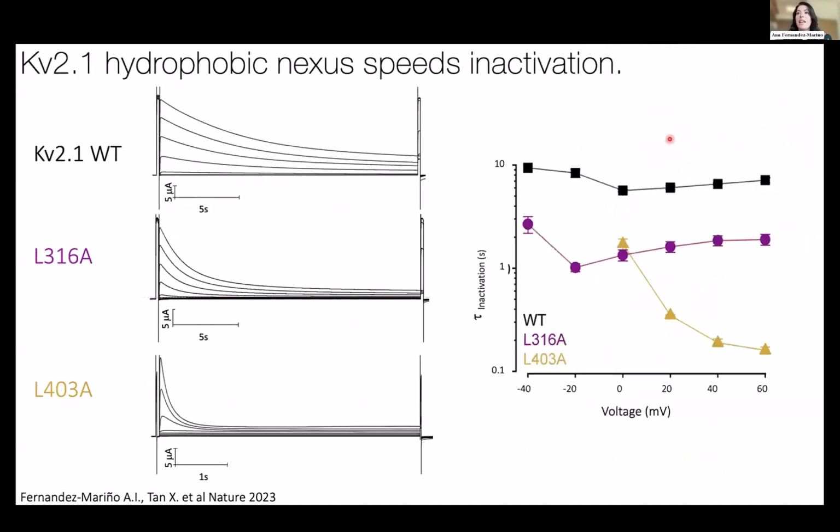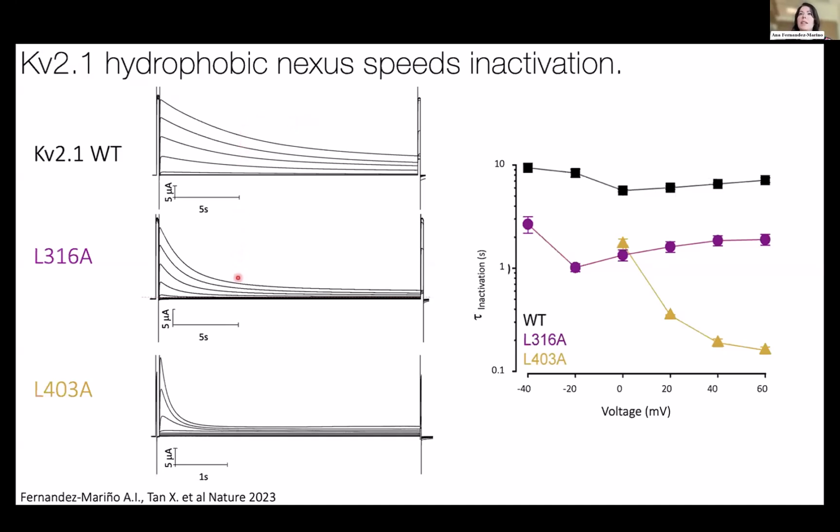So in order to test inactivation a little bit better, I did these classical 3-pulse protocols where you give a first pulse to a known voltage to assess how much current you have to begin with, and then a second pulse to different voltages, a very long one to allow the channel to inactivate or reach steady-state inactivation, and then a third pulse to the same voltage as the first one to see how many channels actually inactivated during the second pulse.